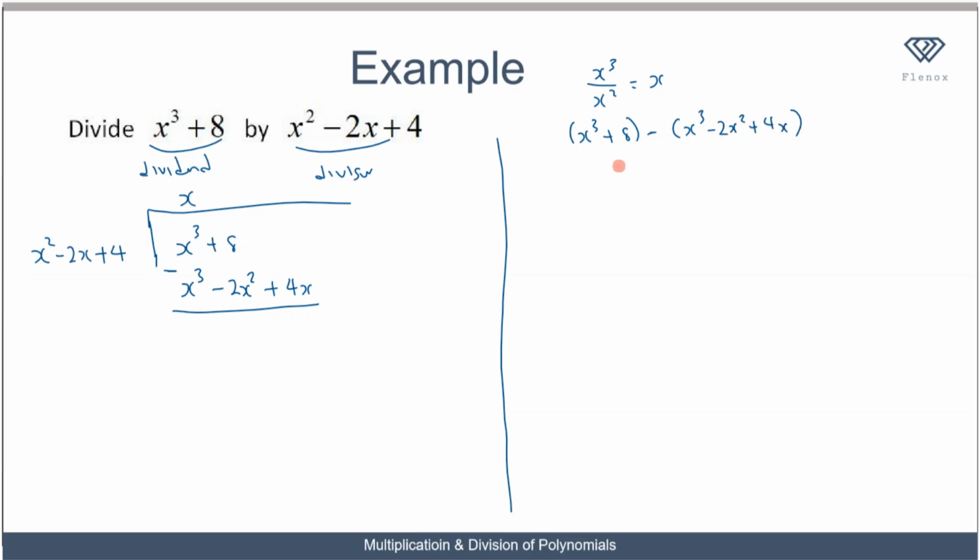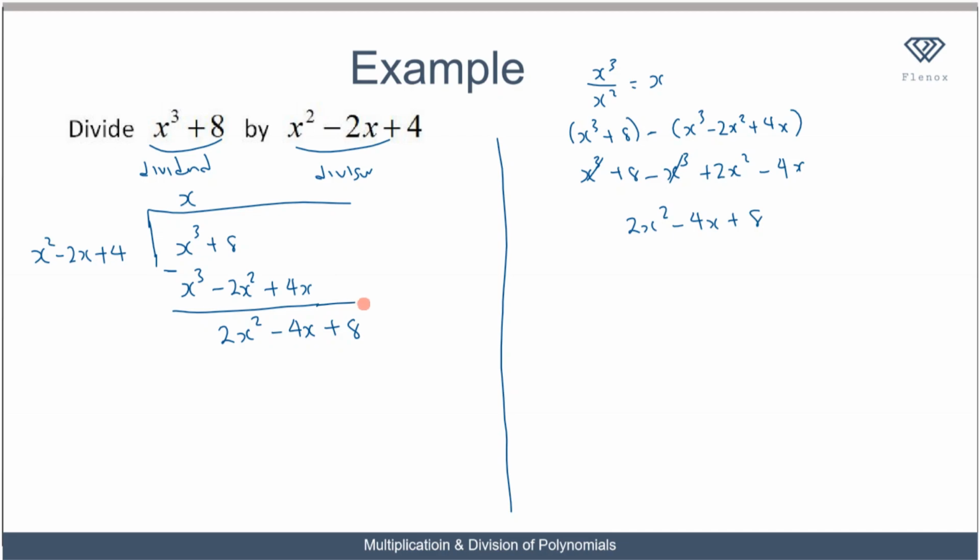So how do I go about this? I expand first. I have x cubed plus 8, then minus gives me minus x cubed. Minus times minus is plus, and minus times plus is minus. So x cubed minus x cubed cancels out. So I'm left with what? 2x squared minus 4x plus 8. So when I subtract this and this, I'm left with 2x squared minus 4x then plus 8.